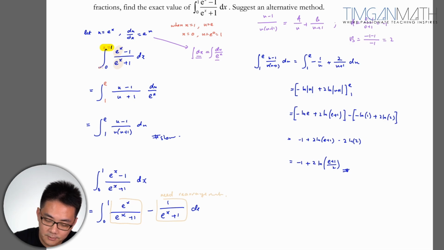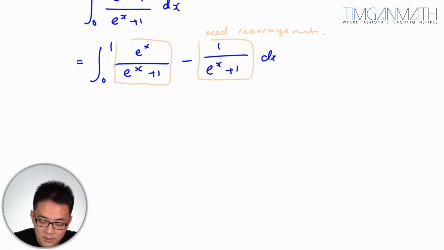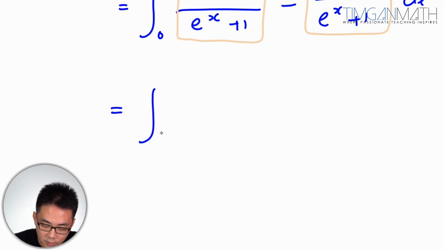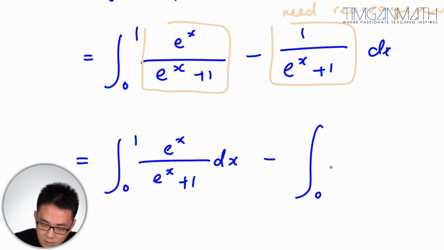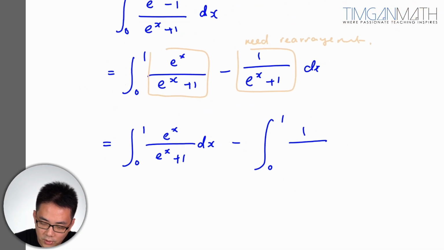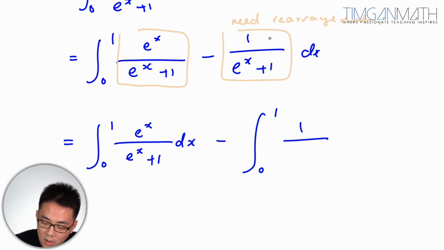Now in this case, I'm going to split it up. So this part here will be 0 to 1, e^x plus 1, so this is my u, dx, minus, this will be 0 to 1, 1 over e^x. This needs rearrangement because you can't possibly integrate it straight. So what you do is just multiply by e^(-x).